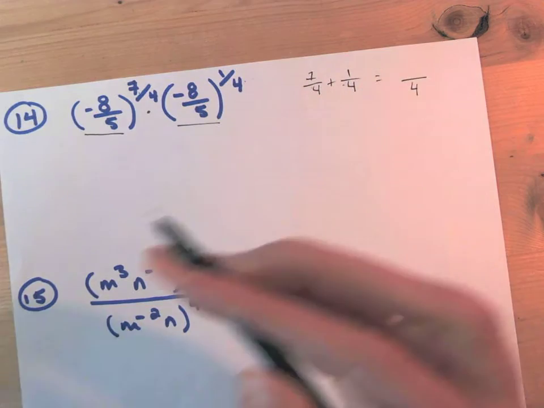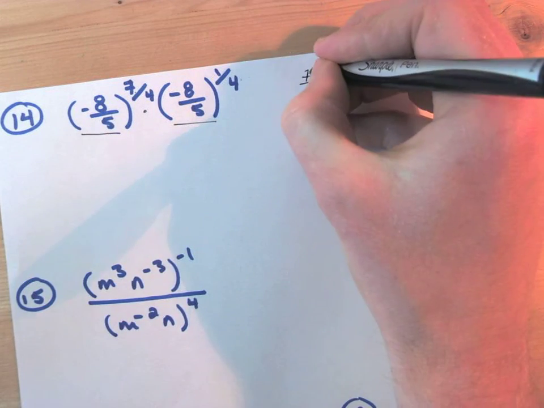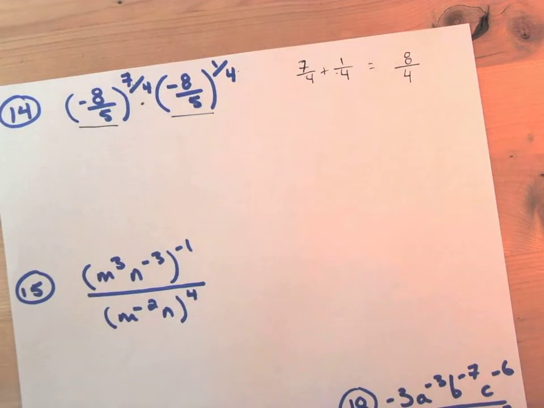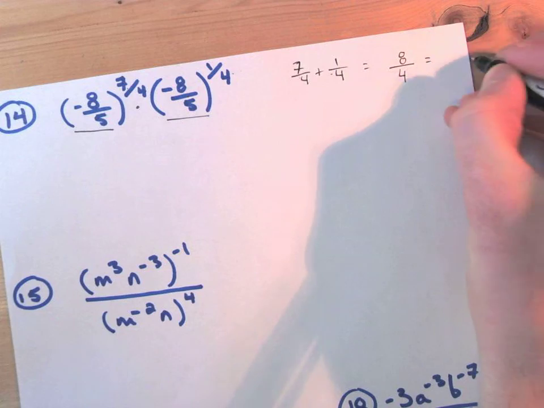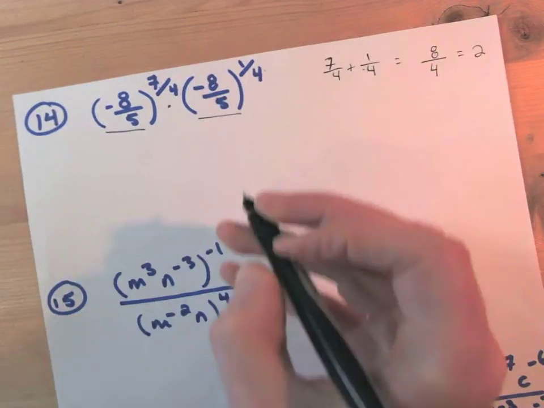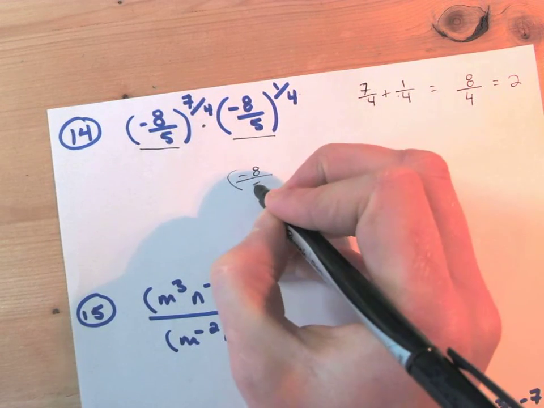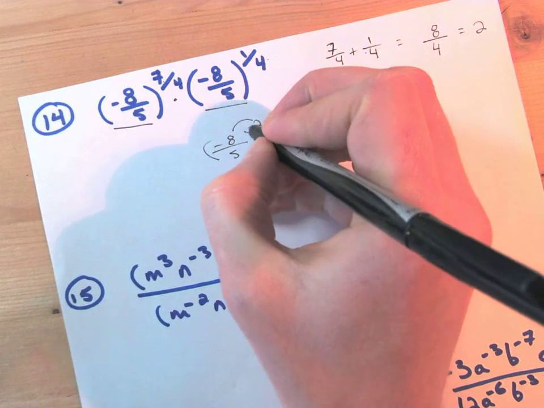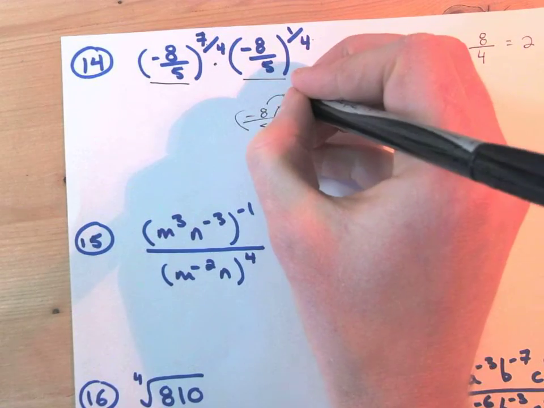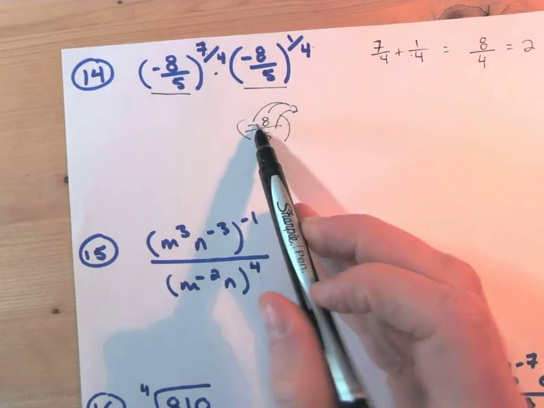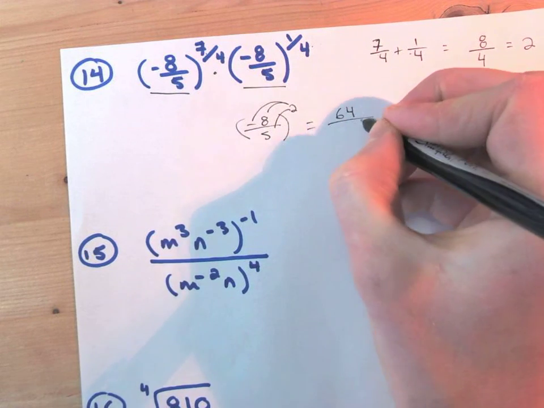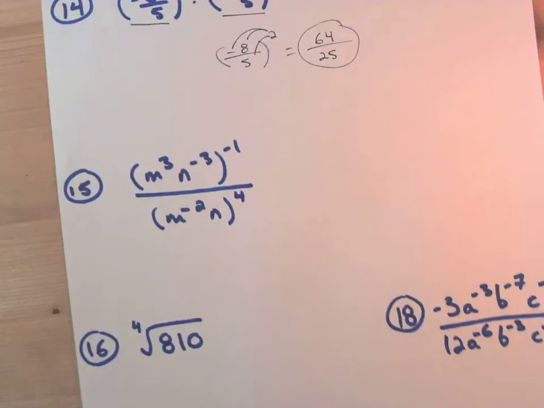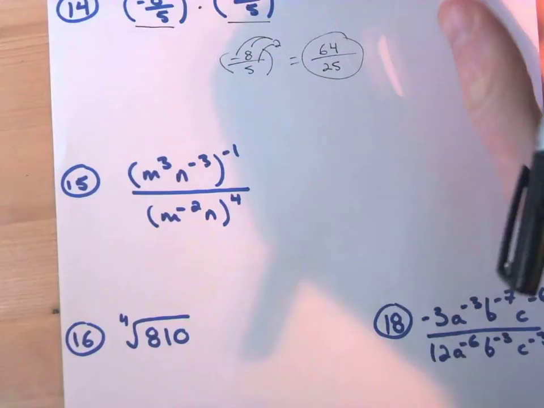So we can just write 4 again, and you add the tops. So this is supposed to be a 7. 7 plus 1 is 8. 8 over 4. Okay, we know 8 over 4 can be simplified to just 2. So now I can rewrite the same base, negative 8 over 5, and we can just write it as 2. Okay, and I just got to find this one. Now we have to distribute this squared to the inside. But it also has to distribute to that negative sign. Negative times a negative is a positive. So we get 64 over 25. All right. Number 15.